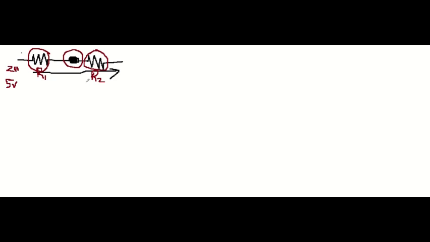Now the thing about this series circuit is that if one component in the series circuit fails, then the entire circuit will be interrupted and no current will flow. What do I mean? If there's an opening here in this circuit, it means that the current will stop flowing, hence causing this resistor to stop working and this resistor to stop working.